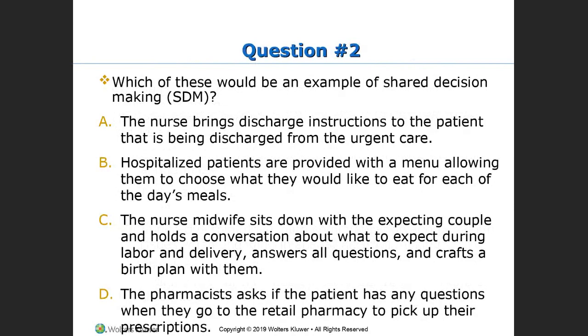So finally, question number 2, which of these would be an example of shared decision making? A, a nurse brings discharge instructions to the patient that is being discharged from the urgent care. B, hospitalized patients are provided with a menu to choose what they would like to eat for each meal each day. C, the midwife sits down with the expecting couple and holds a conversation about what to expect during labor and delivery, answers all questions, and crafts a birth plan. Or D, the pharmacist asks if the patient has any questions when they go to the retail pharmacy to pick up their prescriptions.